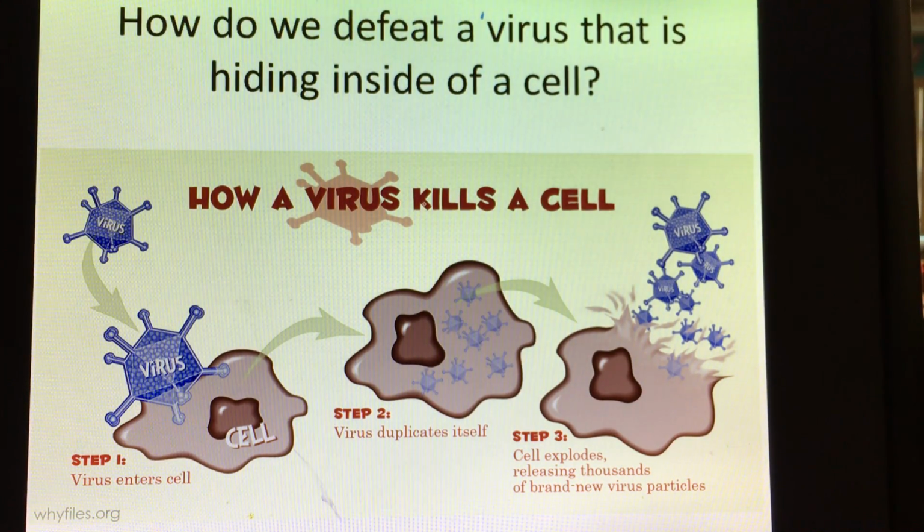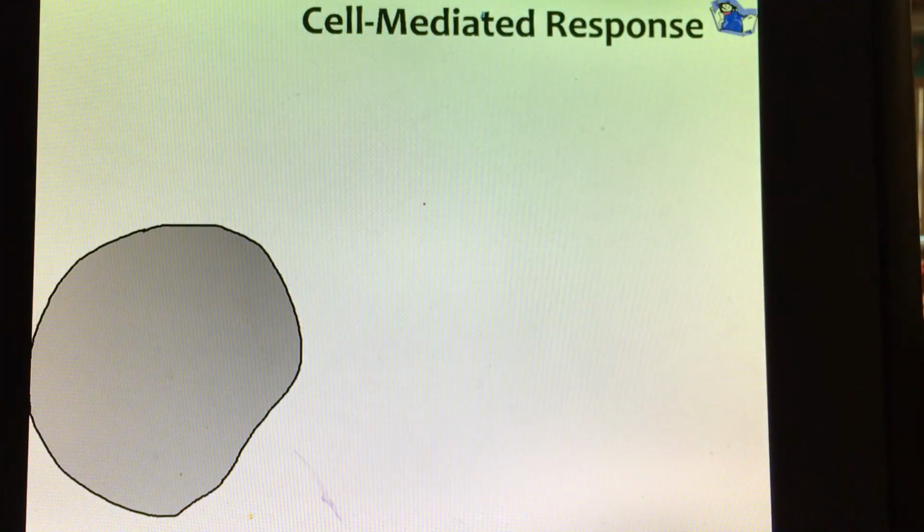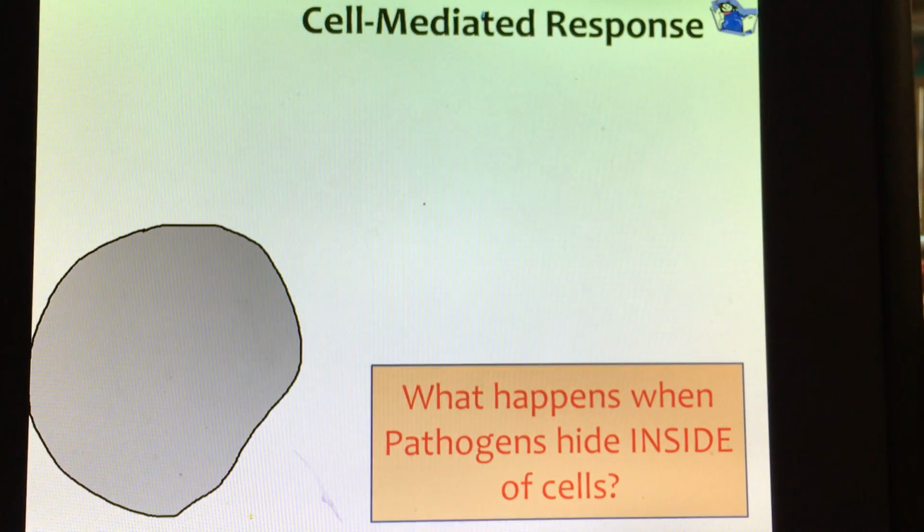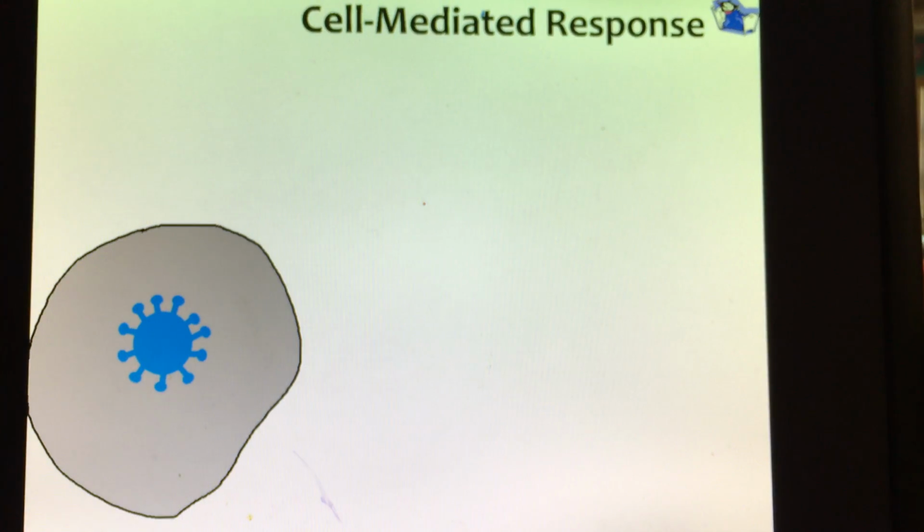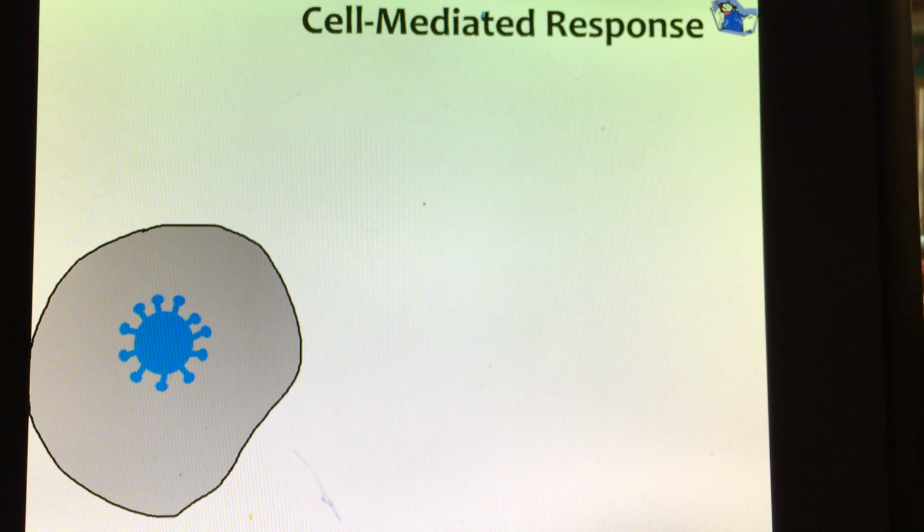So now we're going to look at how we defeat a virus that's maybe hiding inside of a cell. When we have a cell here, this is called the cell-mediated response. Here we have a pathogen hiding inside of a cell, maybe a virus. Now this virus is replicating inside of this cell.